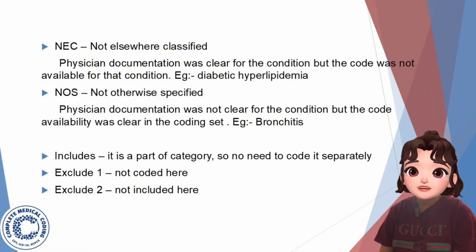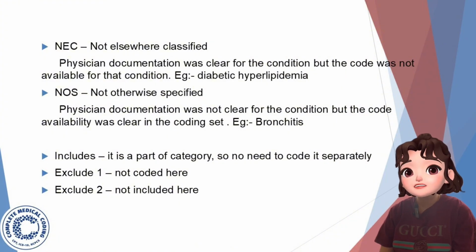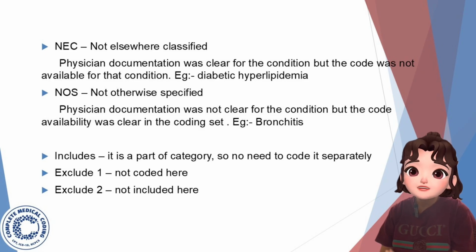Whereas NOS, not otherwise specified, means the physician documentation was not clear for the condition, but the code availability was clear in the coding set. Like acute, for example, I am saying. See, bronchitis.